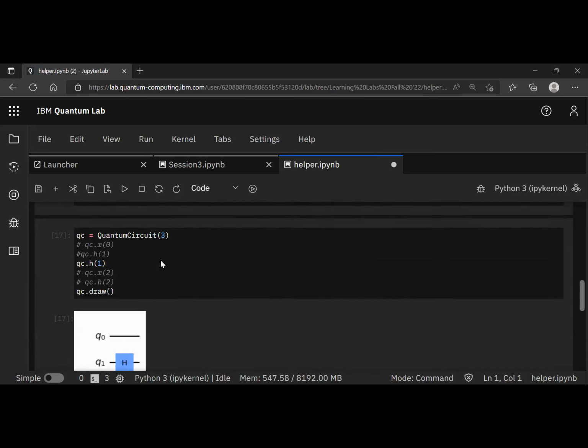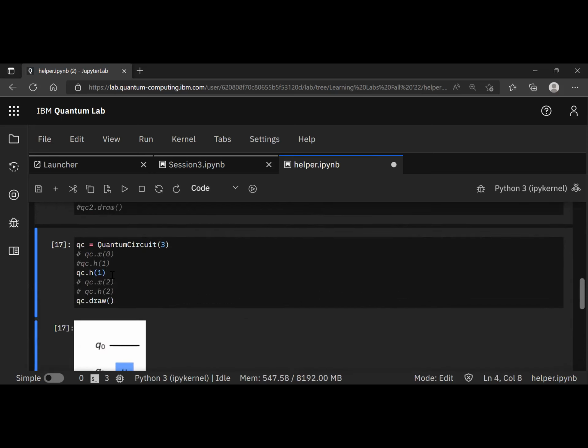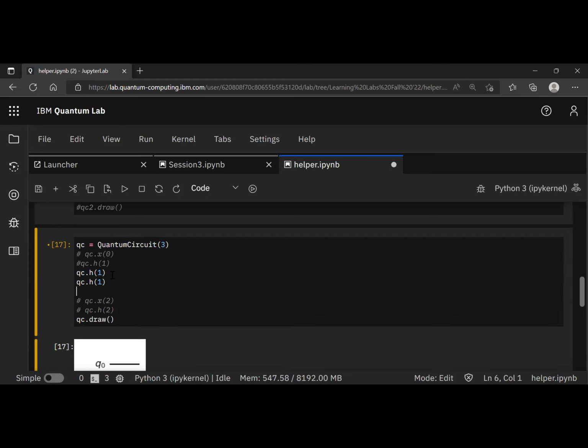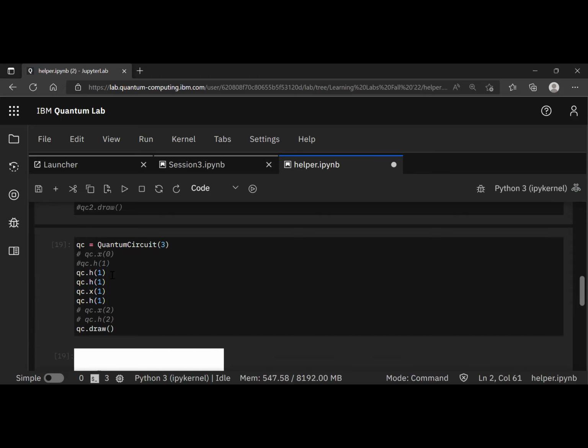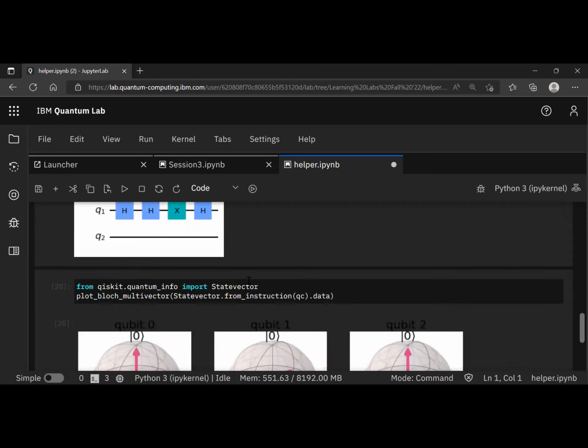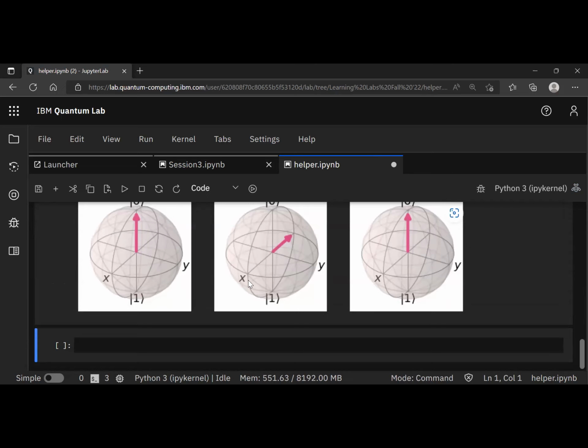And if we do that, so this would be qc.h, then qc.x, then qc.h, okay? We realized that it does indeed flip that. Does that process make sense to everyone?